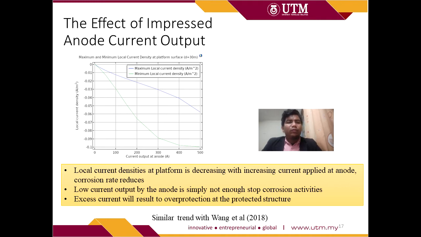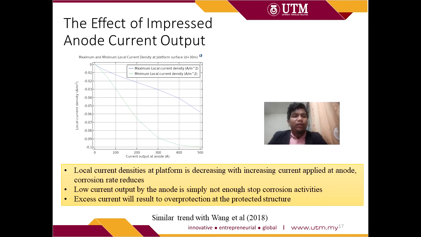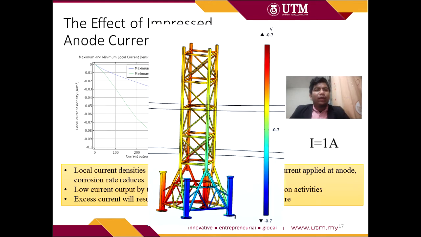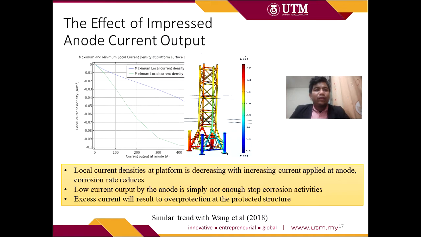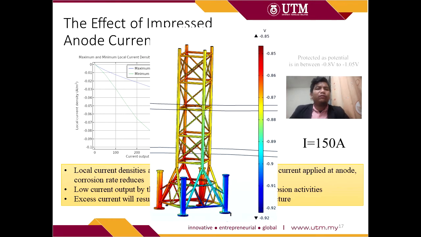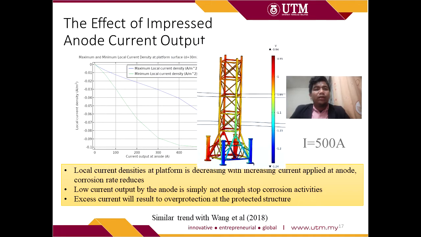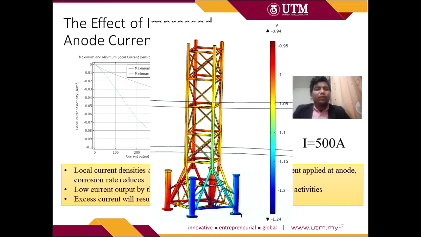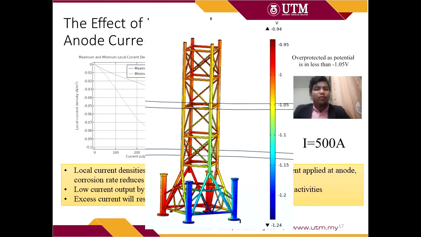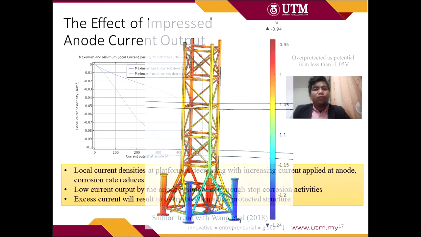Next, we also analyze the potential distribution at the platform surface as we vary the current at the anode. In platform A, the applied current is 1 ampere and the structure is clearly underprotected as the potential is way higher than the maximum limit of the protective potential. However, the 150 ampere applied platform B is fully protected as the potential is within the cathodic protection limit. In platform C, the current output at the anode is 500 amperes. From the potential distribution, the platform is overprotected as its minimum potential crossed the negative 1.05 volt limit.